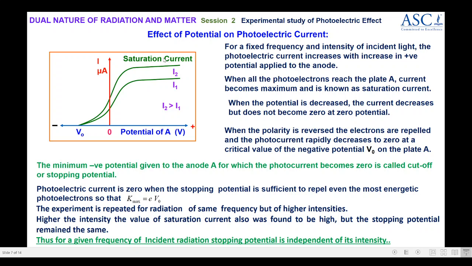So saturation current depends on the intensity of light, first point. And second point, if you go back to the negative potential, then as you increase the retarding potential to the anode, the photocurrent decreases and finally becomes zero at the same potential. So you need to understand that the stopping potential remains the same for different intensities, which means stopping potential is independent of the intensity of the light radiation.